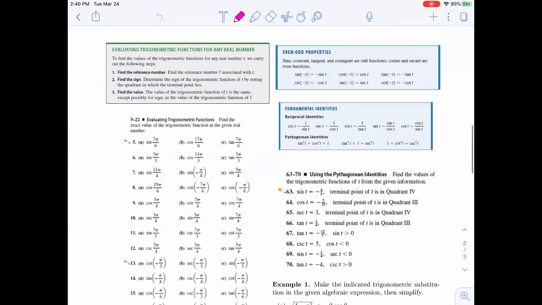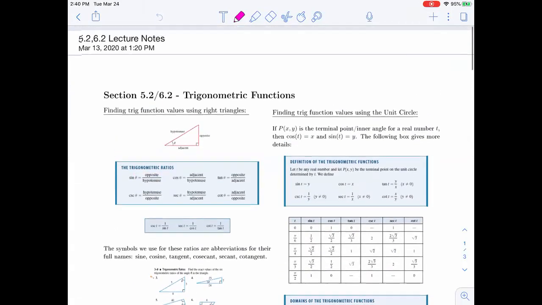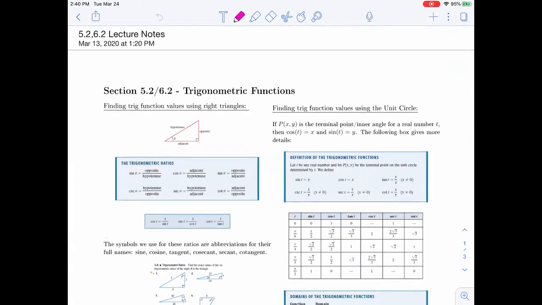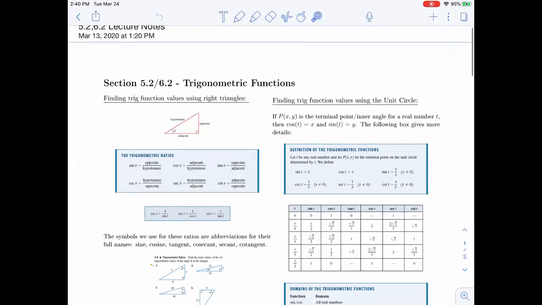Okay. So 5.2 and 6.2, just go through and show you two different ways of evaluating trig functions. We can find trig functions using right triangles, right? Or we can use the unit circle.